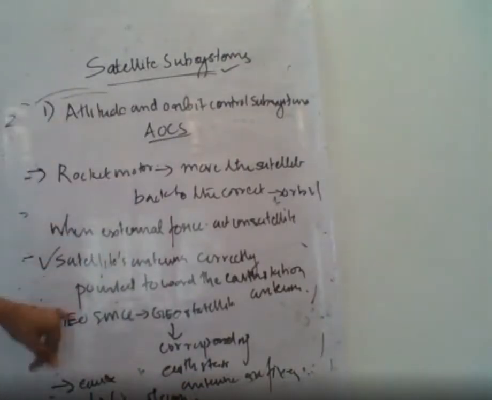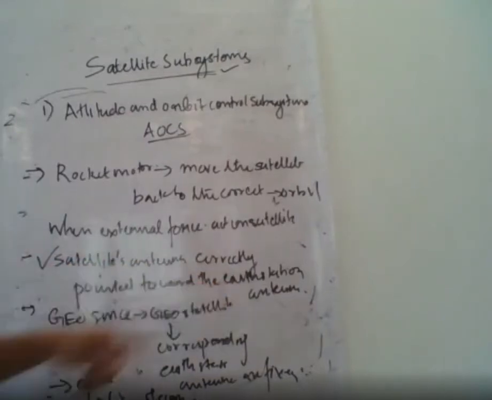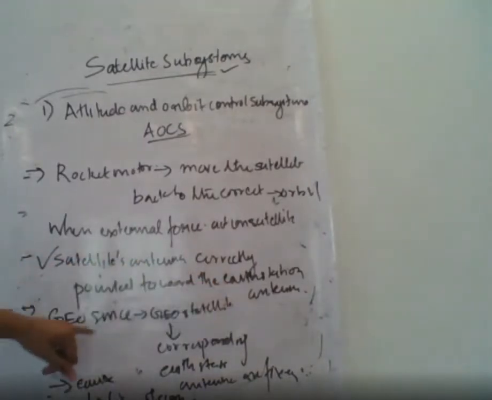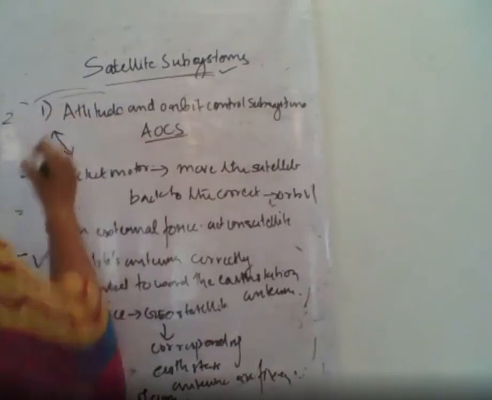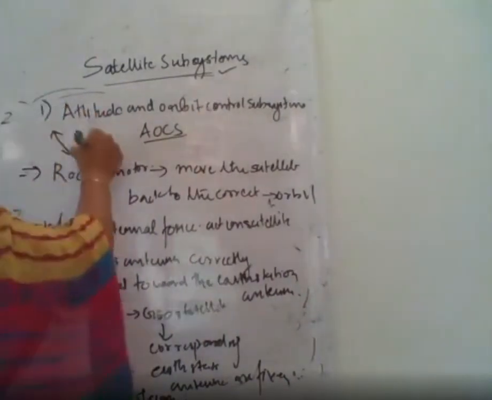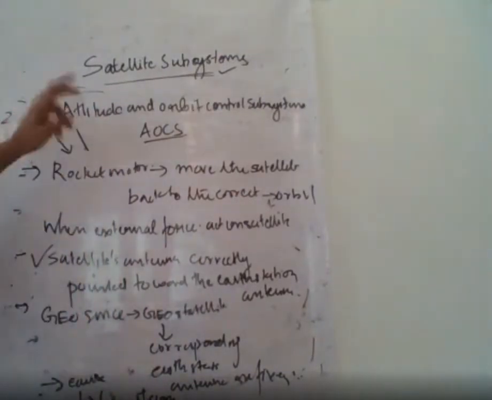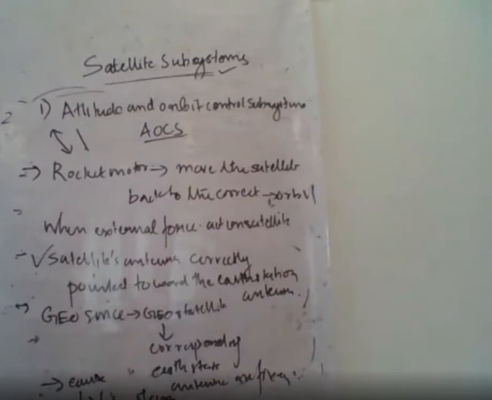So, the GEO satellite antenna should correctly point towards the earth station, because the corresponding earth station antenna is fixed. So, for correct transmission and reception, the antennas must be face to face, correctly pointed. By using this attitude and orbit control system, all this is achieved. That is, the satellite antenna is correctly pointed towards the earth station, and there will be no loss of signal.